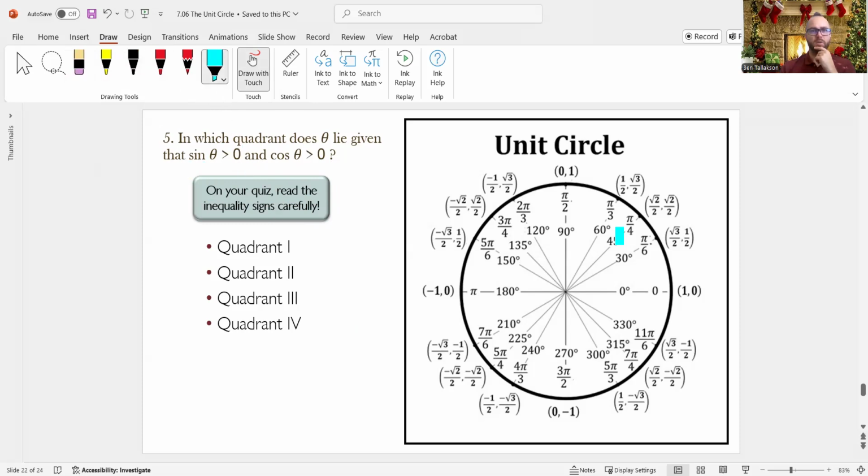So sine and cosine are positive. Remember, that is all values in quadrant one, right? All of these have both, everything's positive, right? Everything, you don't see one negative sign there. So quadrant one.